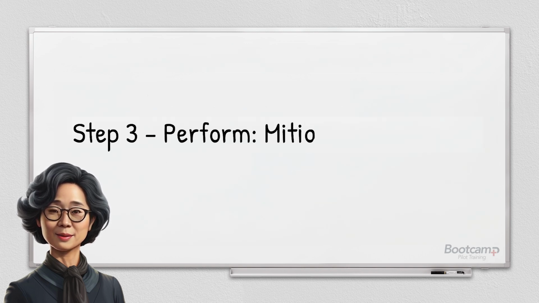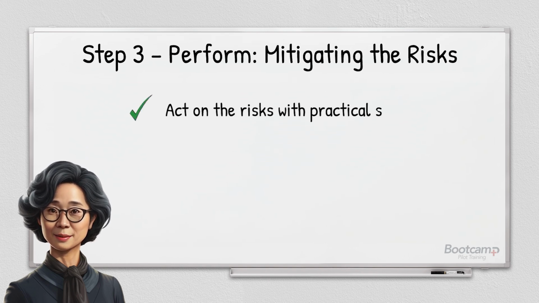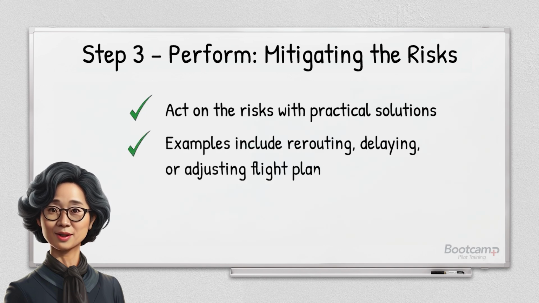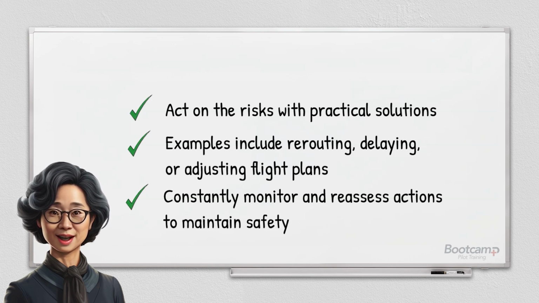The final step is perform. This is where decisions turn into actions. Pilots take measures to address the risks identified, such as changing the route, delaying the flight, or carrying extra fuel. This step ensures that the flight continues safely while keeping future risks in mind.